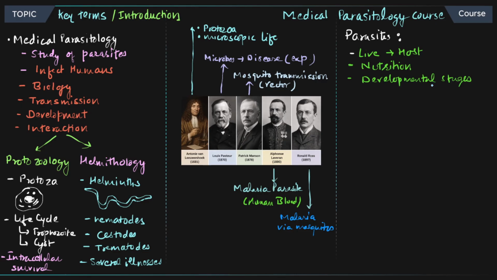So from here, let's talk about the types of parasites. We have different types of parasites. We have, for example, ectoparasites and endoparasites. So let's talk about first the ectoparasites. Let me write it down over here. Ectoparasites.